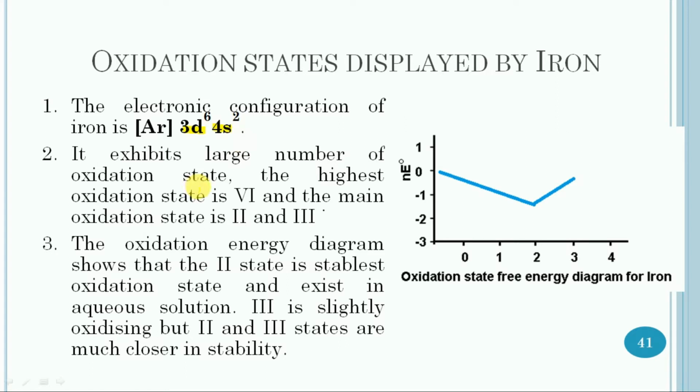The oxidation energy diagram of iron shows that the +2 oxidation state is the most stable one and it is not much different from oxidation state +3. It is interesting to note that Fe2+ and Fe3+ states are much closer in stability. This is the reason why Fe2+ and Fe3+ solutions are easily convertible with mild oxidizing or reducing agents.